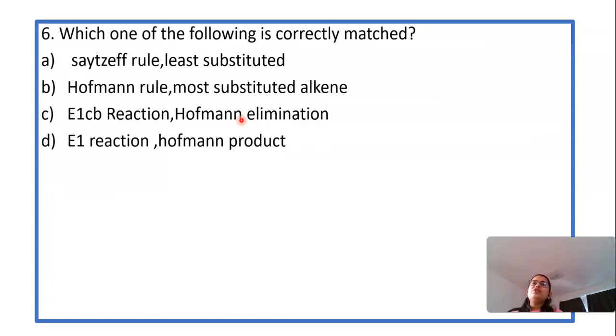Then question number 6: which one of the following is correctly matched? Saytzeff's rule, most substituted alkene. Hofmann's rule, least substituted alkene.